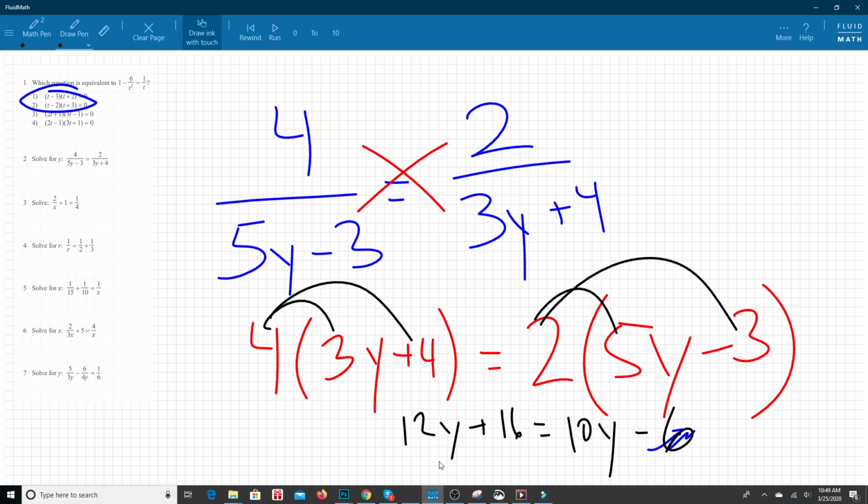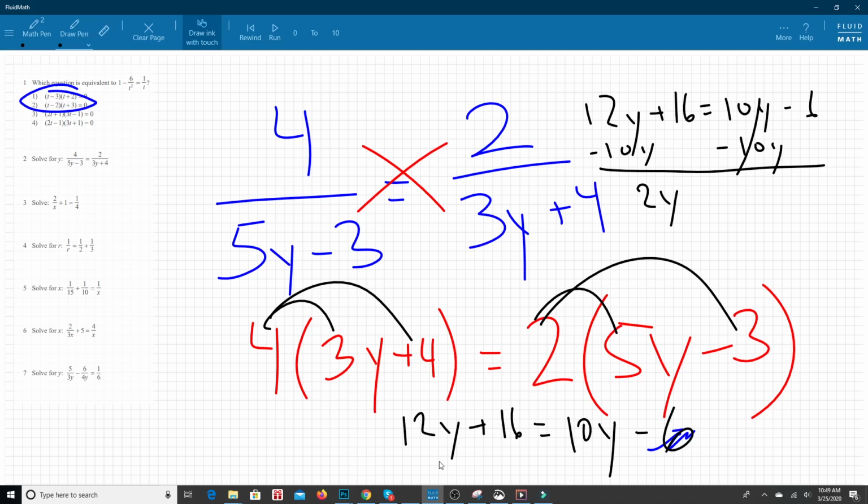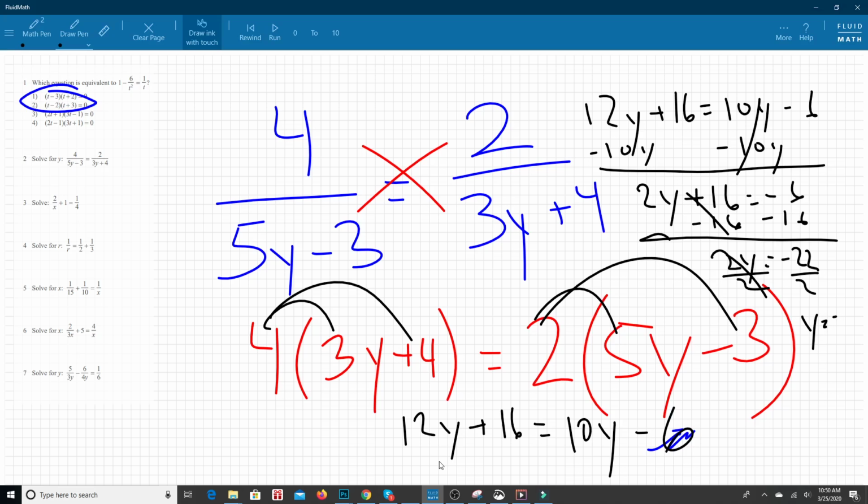I'm just going to continue. I'm going to rewrite that: 12y plus 16 equals 10y minus 6. Combine my like terms, minus 10y, minus 10y. Because then I get 2y plus 16 equals negative 6. Minus 16, minus 16. I get 2y is equal to negative 22. Divided by 2, divided by 2. y equals negative 11.